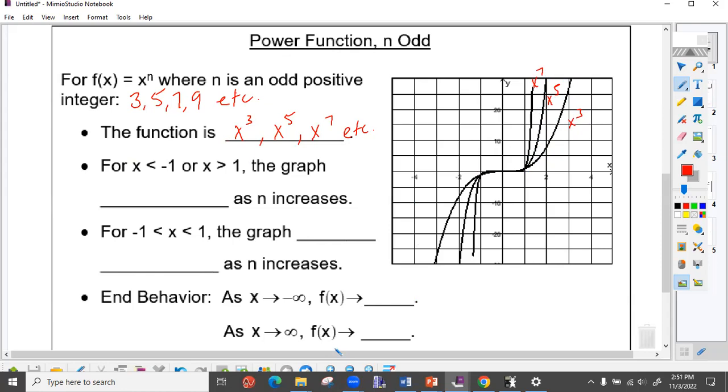It has odd symmetry. Anyone remember what that odd symmetry is called? It's called origin symmetry. Rotational symmetry. Good job. It has that origin rotational symmetry. And so here, again, what do you notice happen to the graph as our powers increase? It narrows. And what do you notice is happening around 0? It flattens.